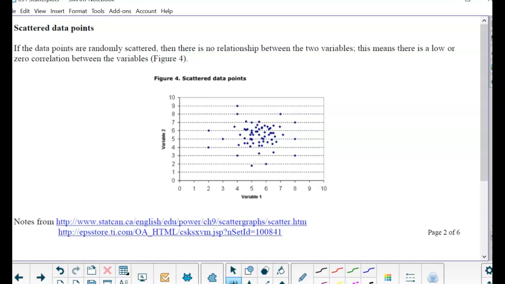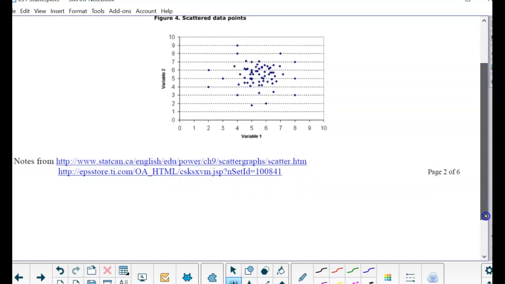Yeah, so it's pretty hard to tell. Maybe you could do a horizontal line, but then maybe you could do an oblique or a vertical, whatever, right? So really hard to tell. So it's a low correlation, maybe even zero correlation.